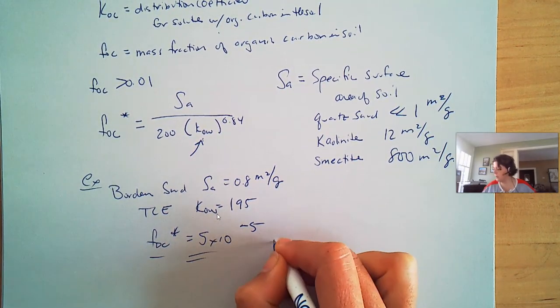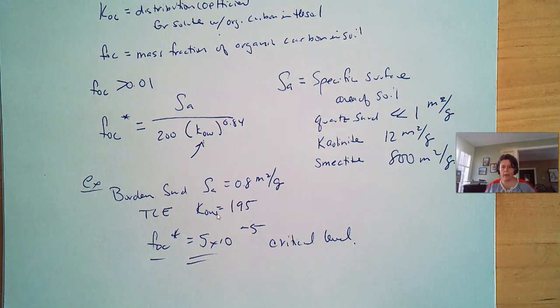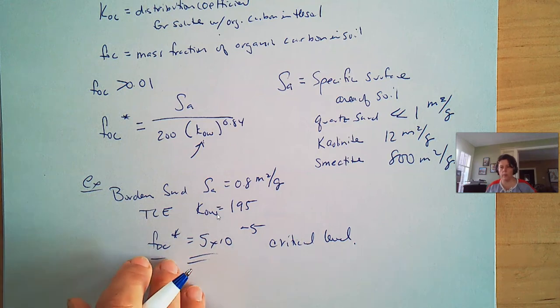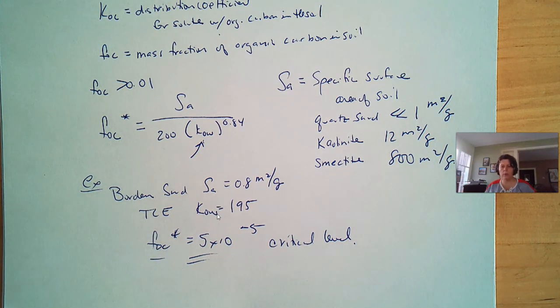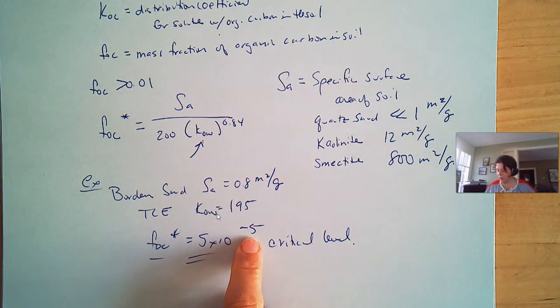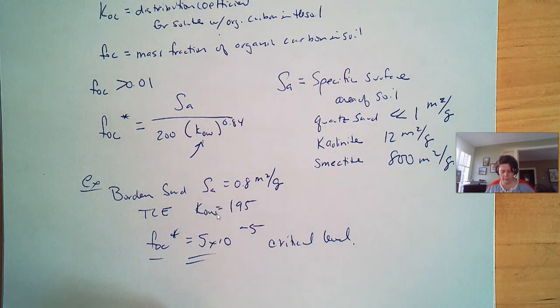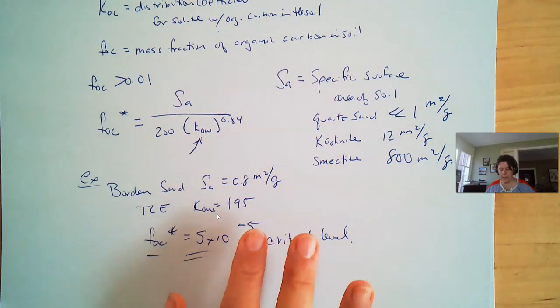And so this becomes the critical level of organic carbon in the soil, the point at which organic sorption becomes significant in the system. If you have less than this amount of FOC, then we know that we can ignore organic absorption into our system. But this becomes really typical. Typically, FOCs for geologic materials are somewhere in the range of 10 to the -5 to 10 to the -3, and so these become very important when we're looking at the system.